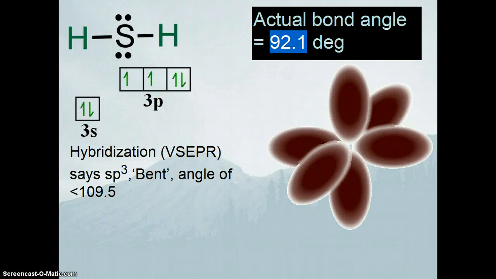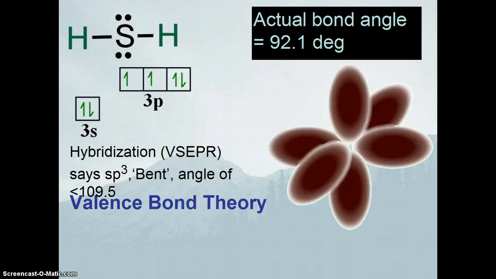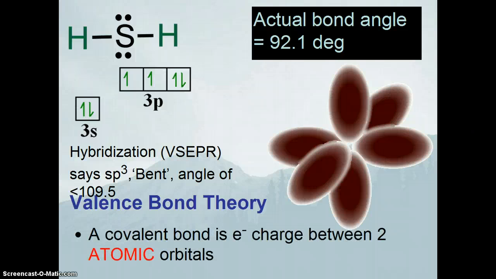So in this case, it's not VSEPR bonding that's happening. There is no hybridization. We actually have something else, what we call valence bond theory, which is simpler than the VSEPR model. Valence bond theory simply says that a covalent bond is electron charge between 2 atomic orbitals. So the 1s orbital of hydrogen is overlapping with a 3p orbital in sulfur.